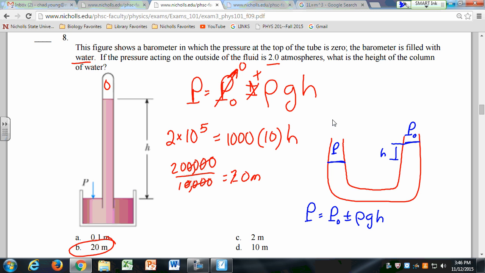P is bigger than P naught. Yes, I have to push down on this side to get this side to go up, so this pressure has to be bigger. So P is bigger than P naught, and I'm going to use the plus. But if it was the other way around, like if this was P naught and this was P, it would be minus. I would have to use a minus there.